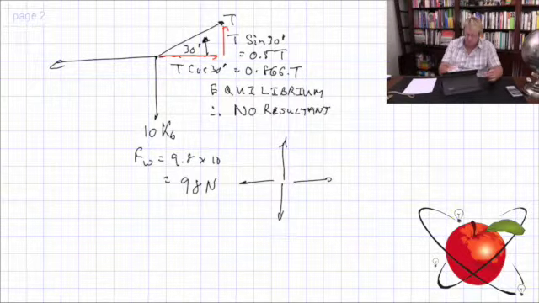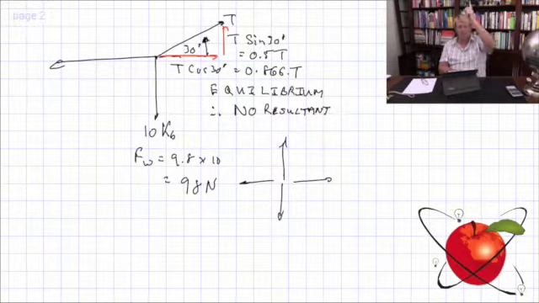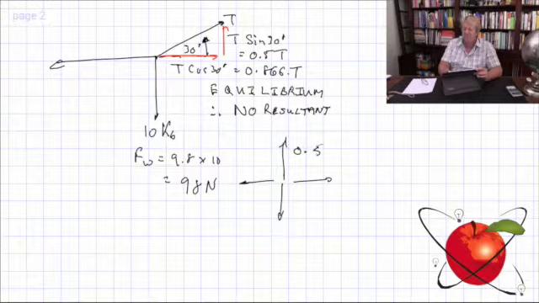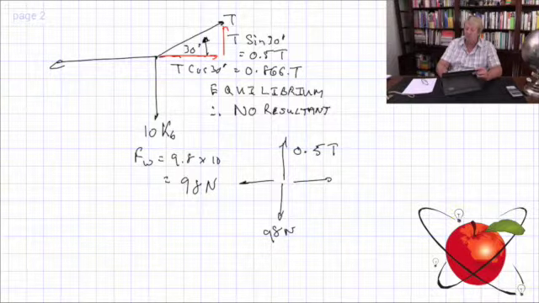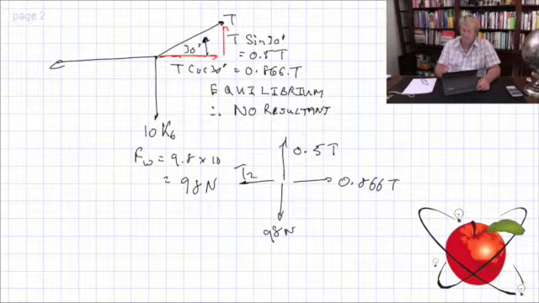Now let's have a look. What are our forces up? Now let's introduce the sign. Let us just say going up is positive and down is negative. So upwards here, we've got a force of 0.5T. Down, 98 newtons. To the right, we've got 0.866T. And to the left, we don't know, so let's call it T2. So what do we do next?